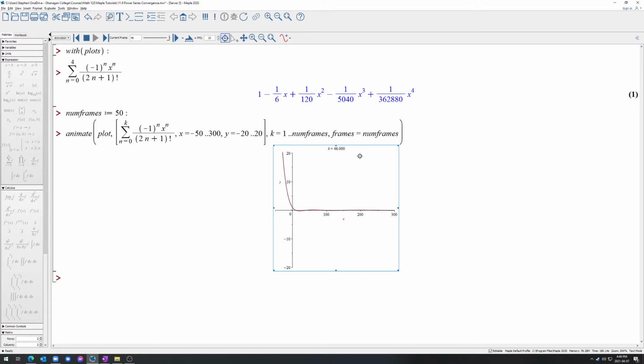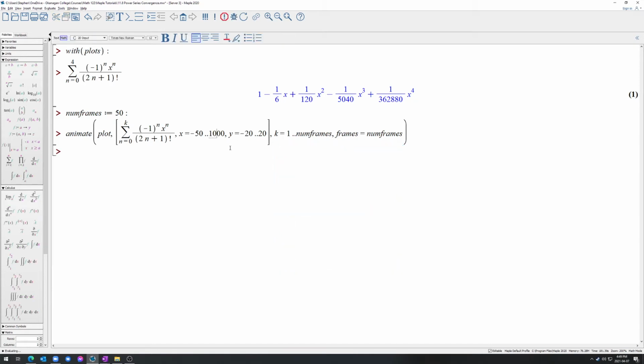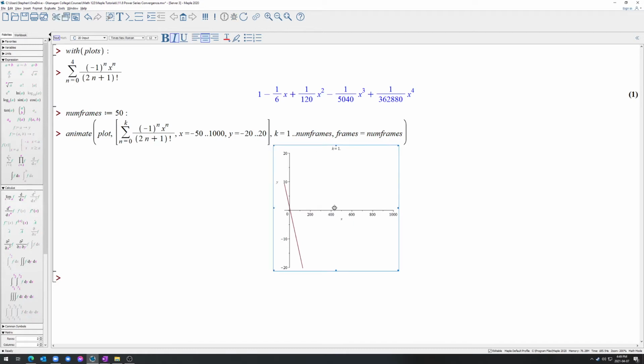And again, even though I've zoomed out substantially farther, it looks like as I plot these partial sums, they are all converging to the same shape. And now let's really zoom out. Okay, play this one more time.